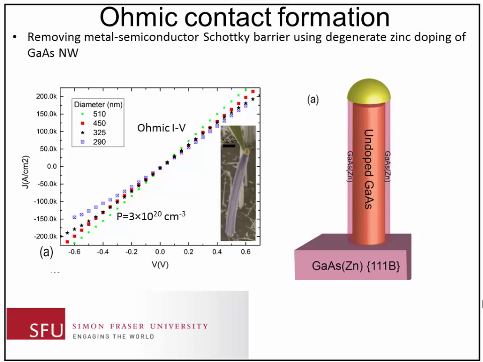To do so, we lowered the Schottky barrier between metal and semiconductor by using a degenerately doped shell of gallium arsenide. Here is a schematic of the device: an undoped core and a thin shell of highly doped, 10^20, p-type gallium arsenide, and it makes a very nice ohmic contact with the layers. This is the current density given for the various diameters of the devices.